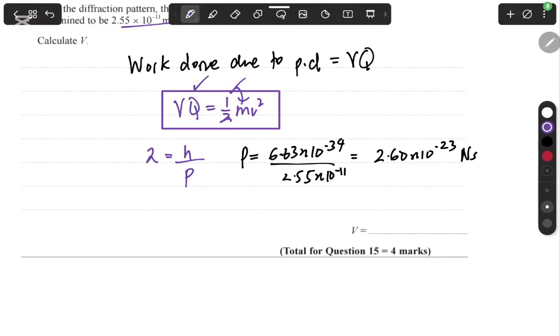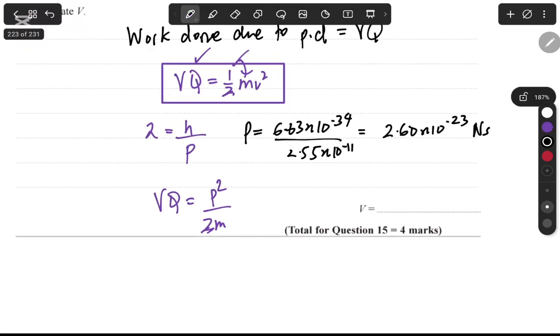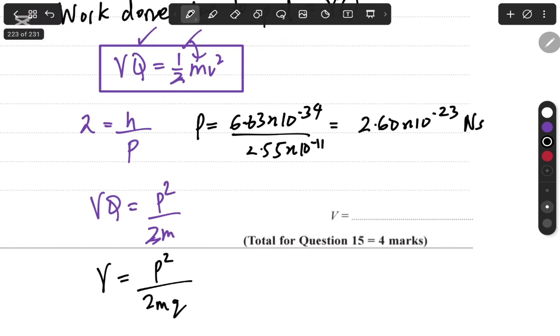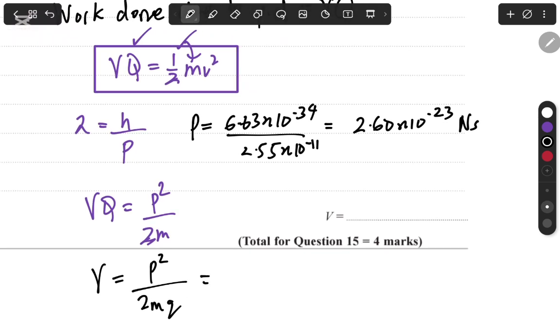Okay, so we can change the formula. So we know that VQ is equal to the kinetic energy. The work done by the PD is equal to the kinetic energy. But the kinetic energy formula isn't only half mv squared, it's also p squared over 2m. Okay, so now what we can do here is we can say the potential difference is equal to p squared over 2mq. And now all we do is just plug in the values.